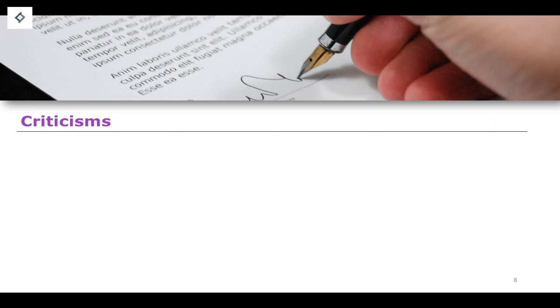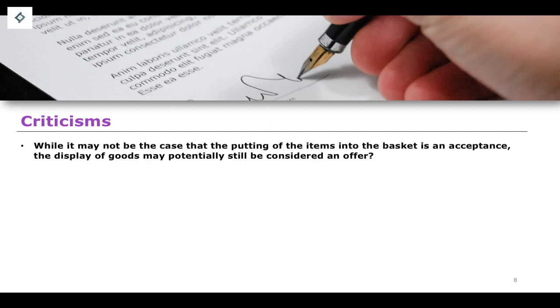Now, this position is not without its criticisms. Okay, it makes sense to suggest that it is not in and of itself an offer, and that the putting it in the basket is an acceptance of an offer. That doesn't make sense. But are there other ways in which we can think about it? What if putting the items in the basket isn't the acceptance, but the display of goods could still be the offer?